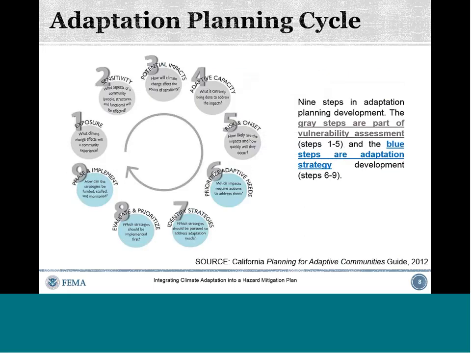For the adaptation planning cycle, the community can do a separate adaptation plan, and this is one example from the California Planning for Adaptive Communities that tries to lay out 9 steps in the adaptation planning cycle. This is different than the hazard mitigation planning process.